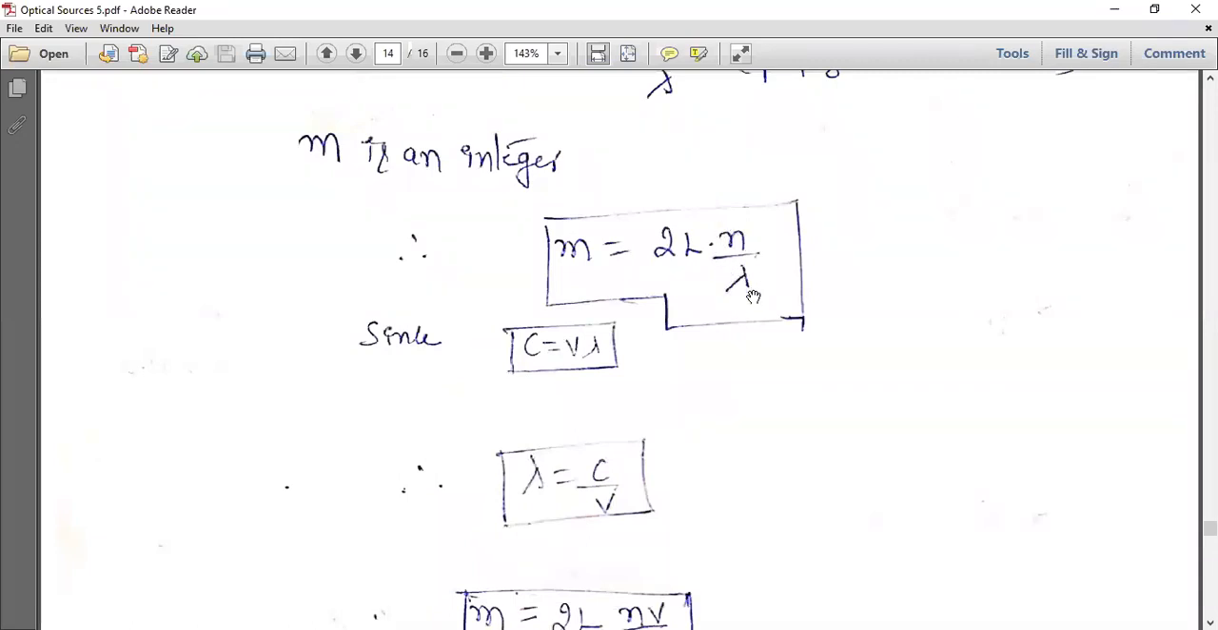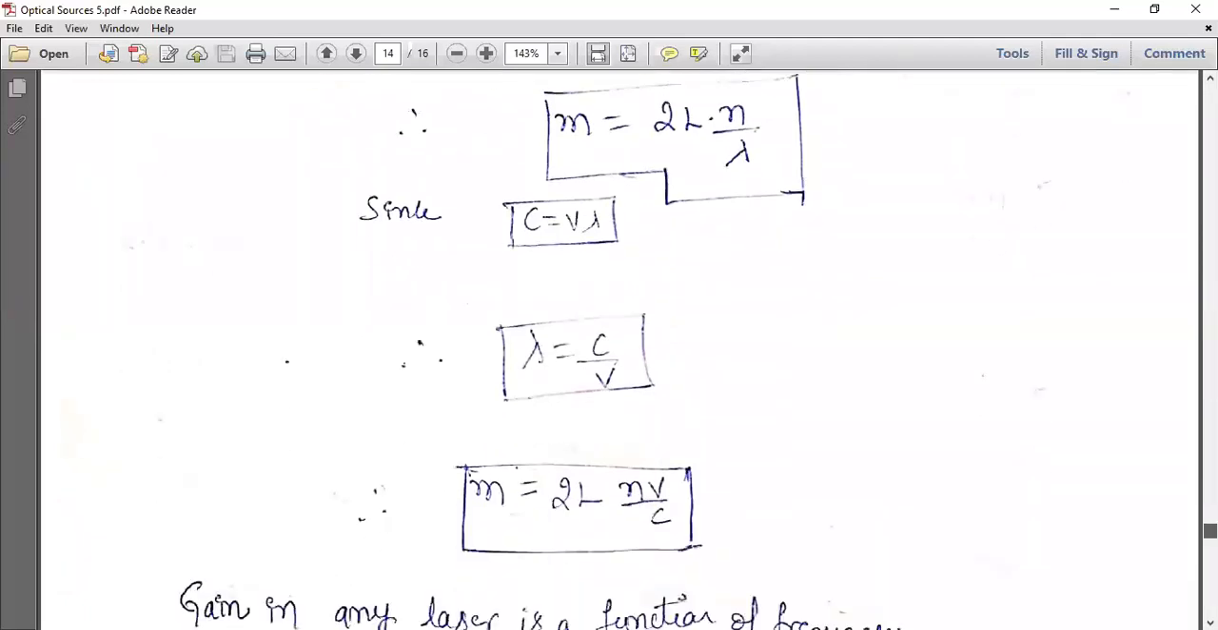So this can be replaced with c. Or lambda can be replaced with c by v, or the frequency. Okay, c by f. In some cases they will write it as f, or in some cases as v. So now we know that lambda is equal to c by f. You replace it with c by f, then it comes to this. So the integer m is dependent on the frequency, then you can replace it at this point.